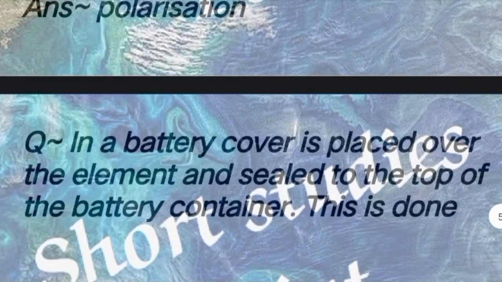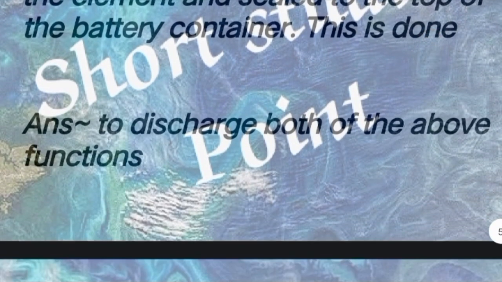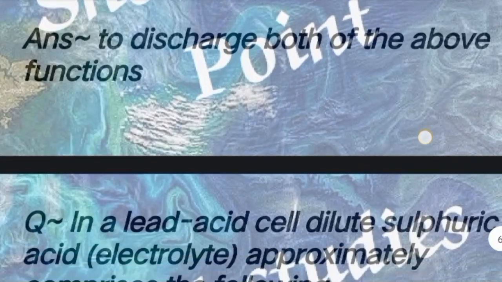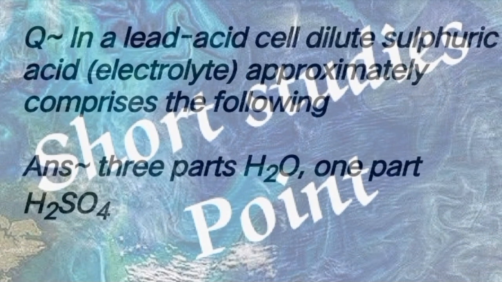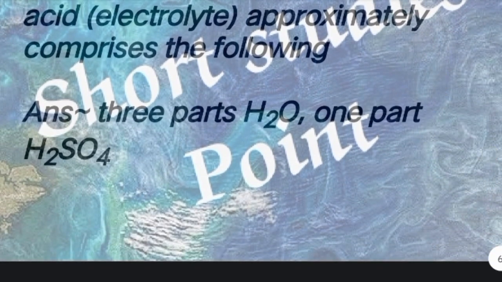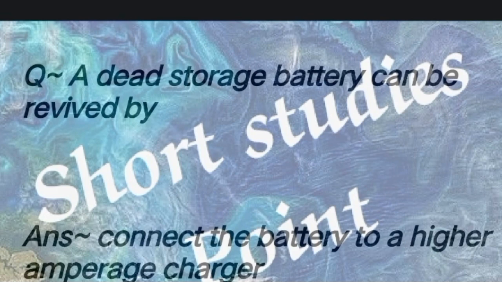Next question: in a battery a cover is placed over the element and sealed to the top of the battery container, answer this is done, answer to discharge both of the above function. Next question: in a lead acid cell dilute sulfuric acid approximately comprises the following, answer 3 parts H2O and 1 part of H2SO4. Question: that storage battery can be revived by, answer connecting the battery to a higher ampere charger.